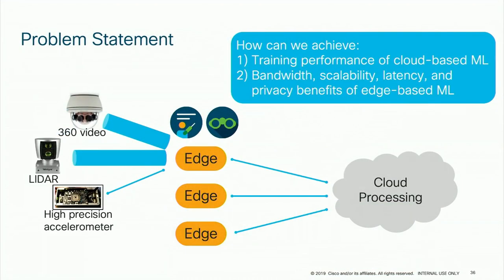So if I try to refine the problem statement, it looks kind of like this. How can we achieve these two kind of conflicting goals? We want the training performance of cloud-based machine learning, where we get everything together in a single location to do the global optimization, while getting the benefit of edge-based machine learning, where we have benefits in terms of reduced bandwidth, improved scale, and lower latency, and privacy. Okay? So these are the two things we're trying to get.